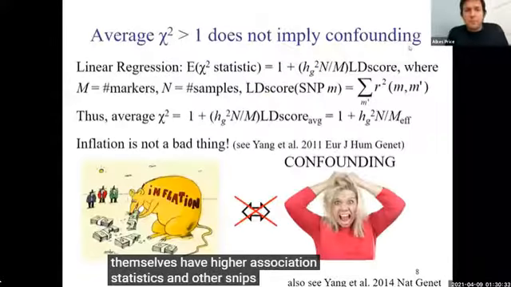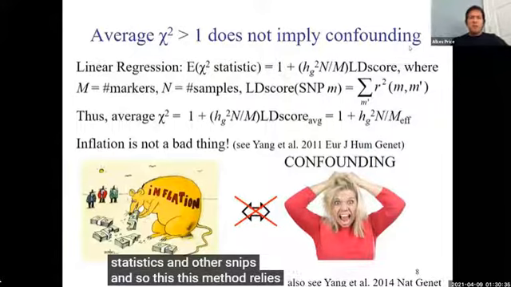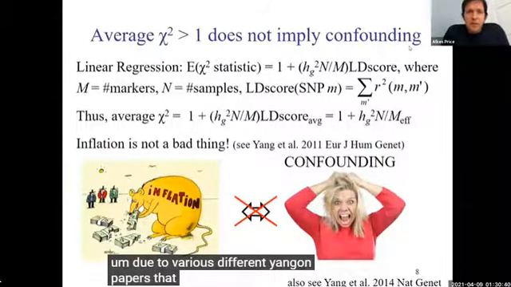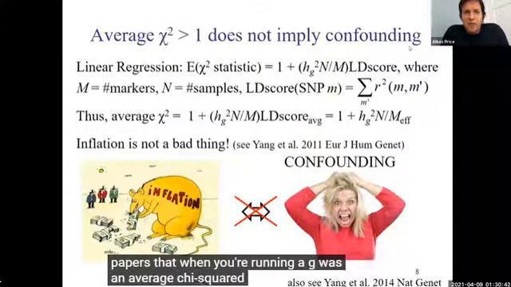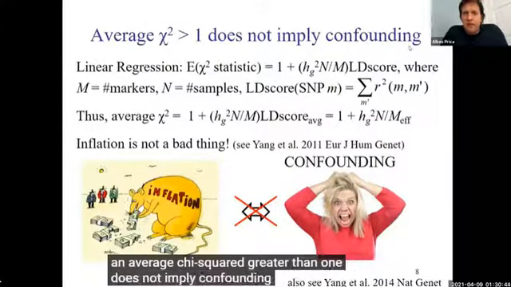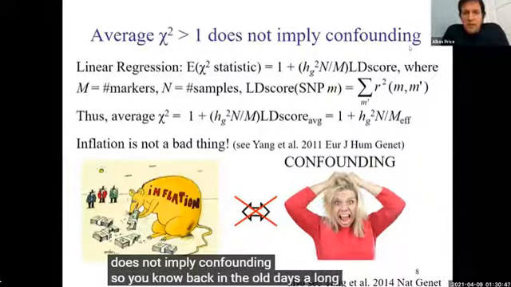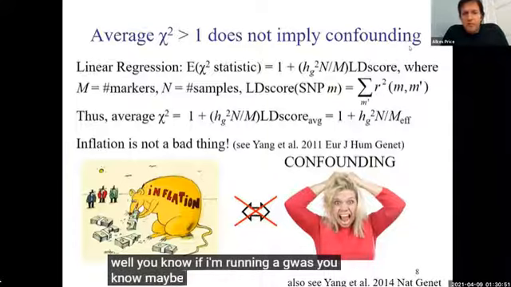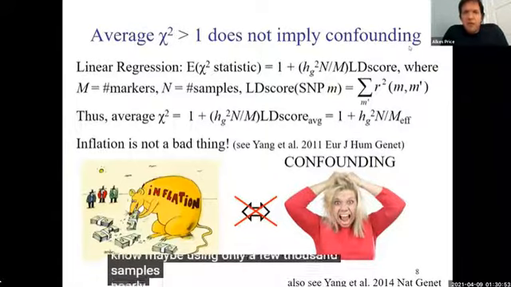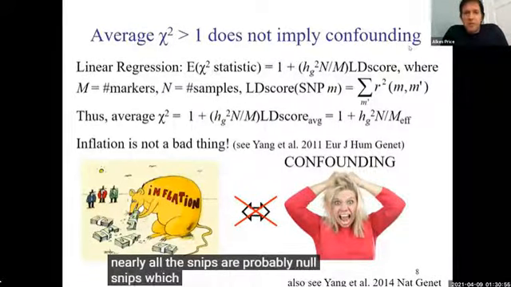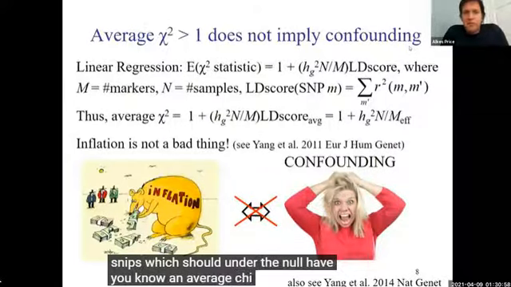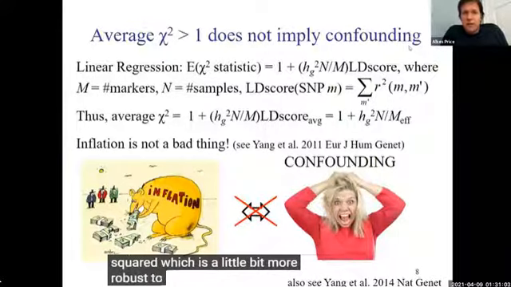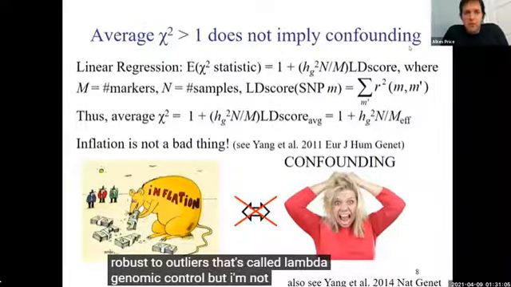And so this method relies on the very fundamental idea, due to various Yang et al. papers, that when you're running a GWAS, an average chi-squared greater than 1 does not imply confounding. So, back in the old days, people thought, well, if I'm running a GWAS, maybe using only a few thousand samples, nearly all the SNPs are probably null SNPs, which should, under the null, have an average chi-squared of 1. Or you can also compute the median chi-squared, which is a little bit more robust to outliers. That's called lambda genomic control, but I'm not going to get into that.